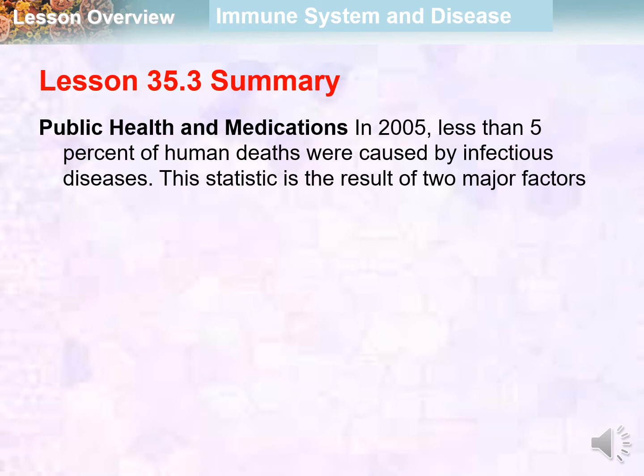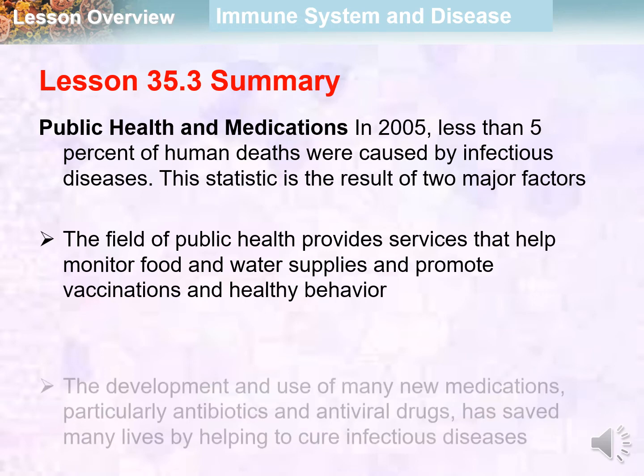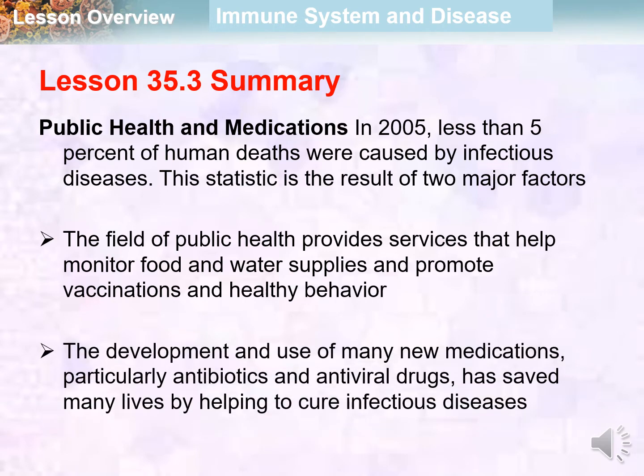On public health and medications, in 2005, less than 5% of human deaths were caused by infectious diseases. This statistic is a result of two major factors. The field of public health provides services that help monitor food and water supplies and promote vaccinations and healthy behavior. The development and use of many new medications, particularly antibiotics and antiviral drugs, has saved many lives by helping to cure infectious diseases.